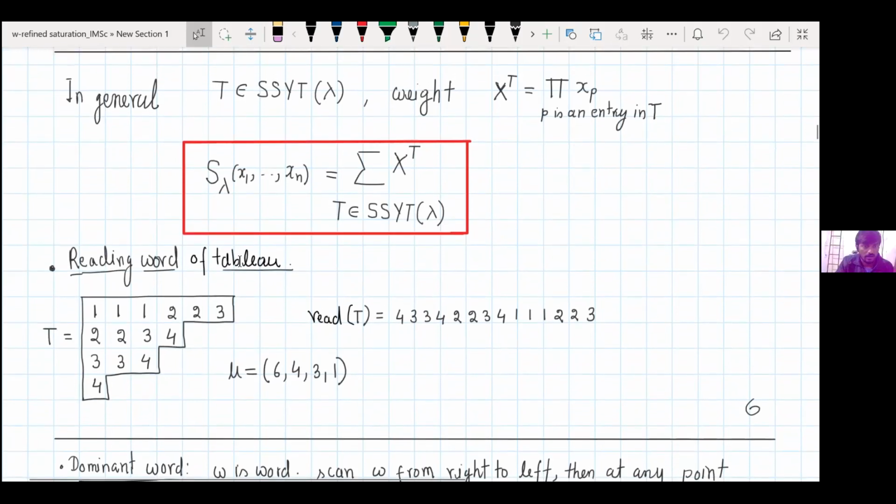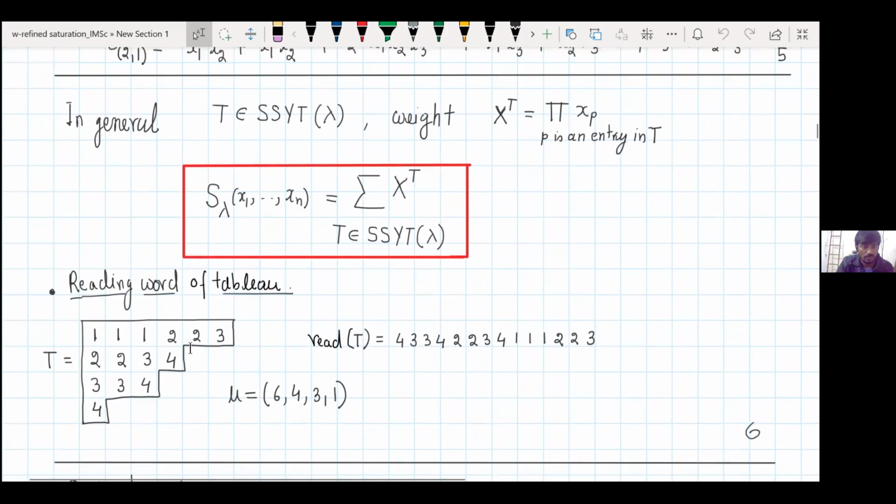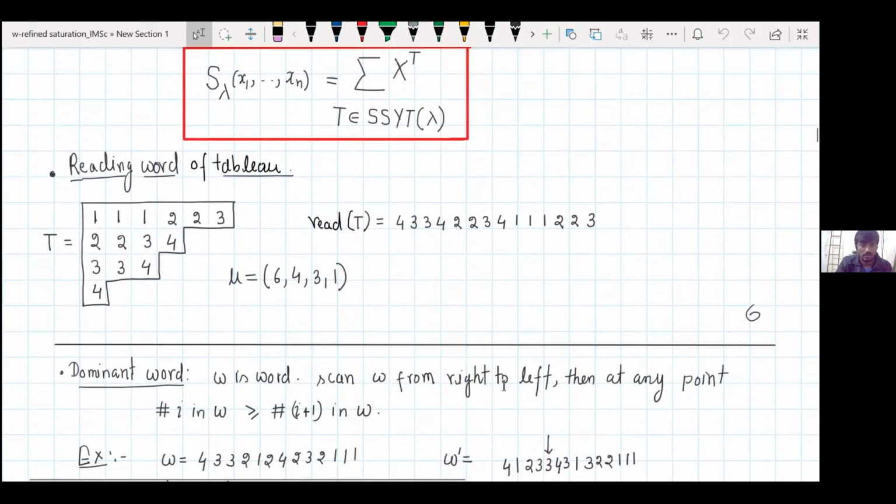And now I would like to define the reading word of a tableau. What is the reading word of a tableau? If you have a tableau, for example mu is 6431 and this is one tableau of shape mu, the reading word is obtained by reading from bottom to top and left to right. For example, the reading word of this tableau is 4334 223411 1 and 223. So this is called the reading word of a tableau.